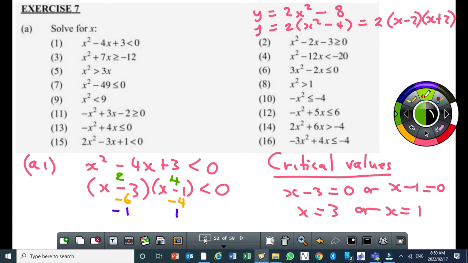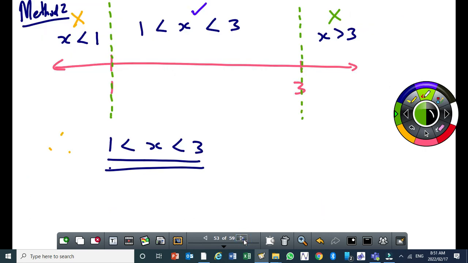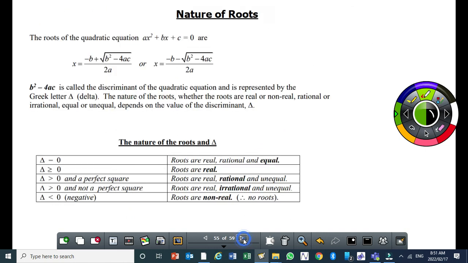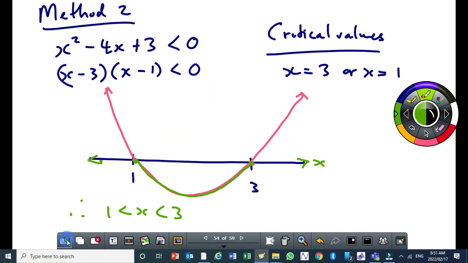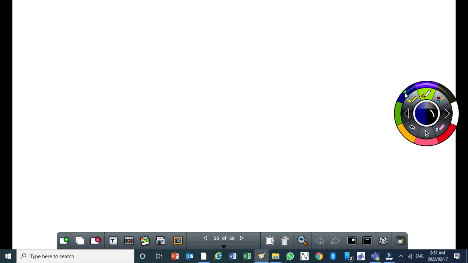Okay, let's do another example. Maybe this one, yeah, maybe this one. Right, so we have minus x squared plus 5x is less than or equal to 6.